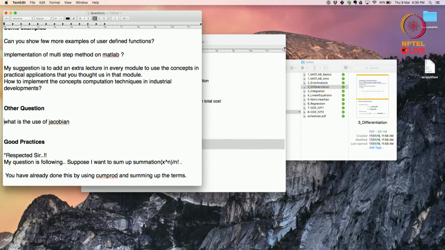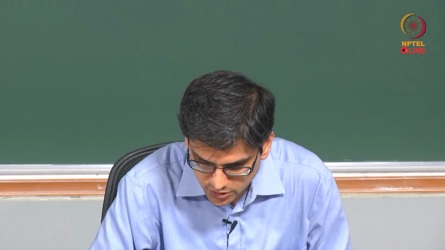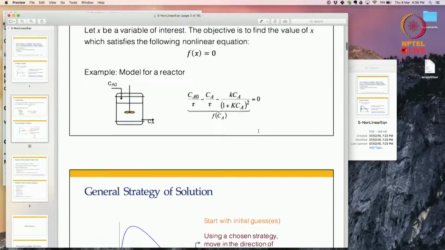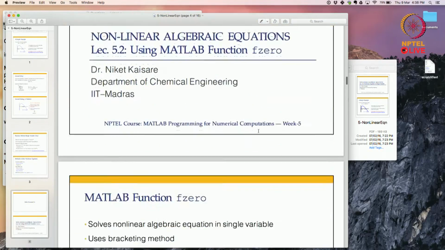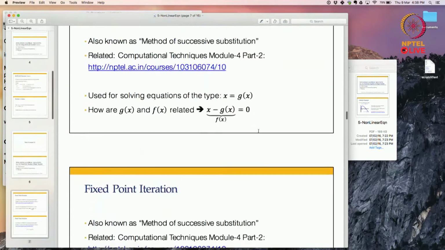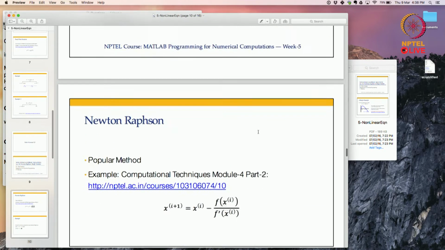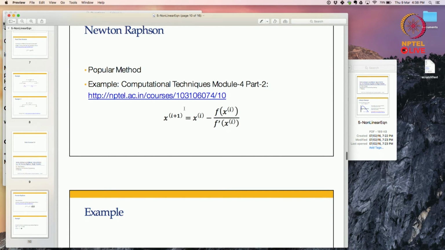So the next question was how to use Jacobian in MATLAB, or sorry, not how to use Jacobian. Sorry, what is the use of Jacobian? One straightforward use of Jacobian is, for example, in solving nonlinear equations. If you are solving nonlinear equations using the Newton-Raphson method, let's go to Newton-Raphson. Okay, so this was the Newton-Raphson method in single variable.